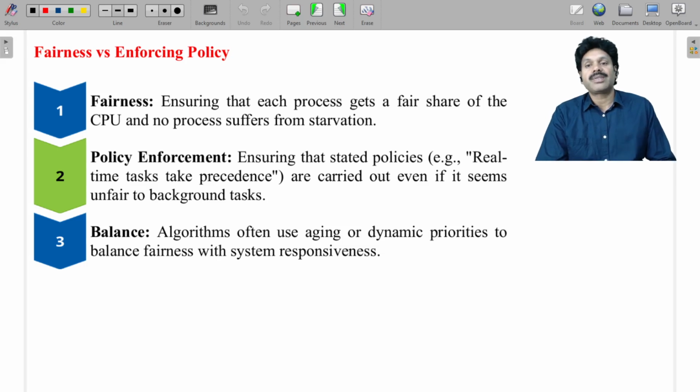And fairness versus enforcing policy. Fairness is ensuring that each process gets a fair share of the CPU and no process suffers from starvation. And policy enforcement is ensuring that stated policies, like real-time tasks, take precedence.